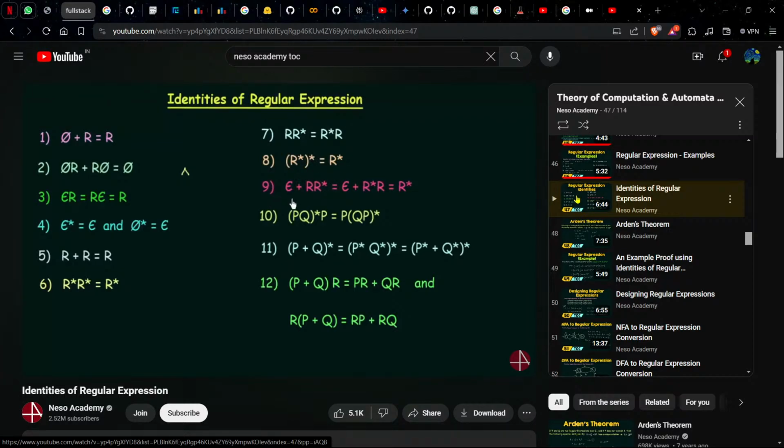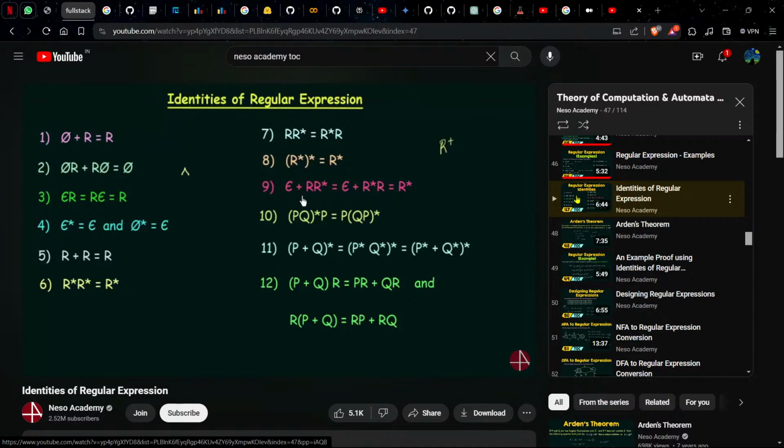Okay, now let's see the ninth one. This is important. Here it says epsilon plus R R star, which is also equal to epsilon plus R star R, equal to R star. Now what does this mean? Here we have R R star and here we have R star R. We already proved in number 7 that these two are the same. This means the closure of R concatenated with R gives R plus. I've already explained what R plus is in the previous lecture. R plus means the closure excluding the epsilon symbol.